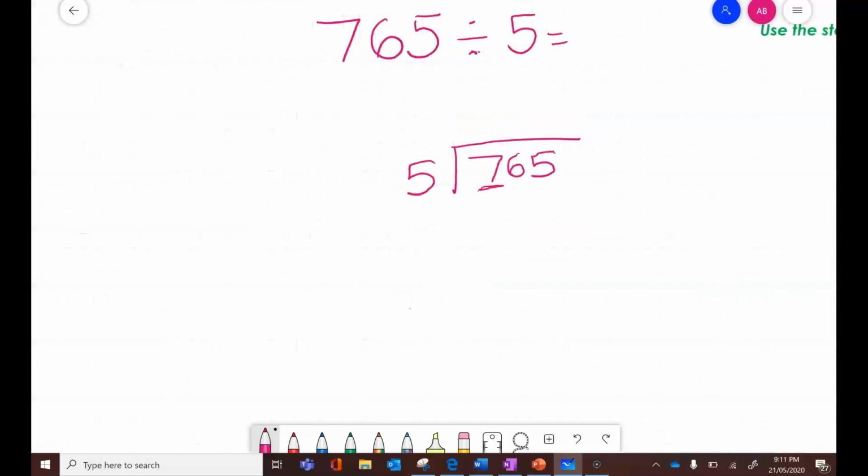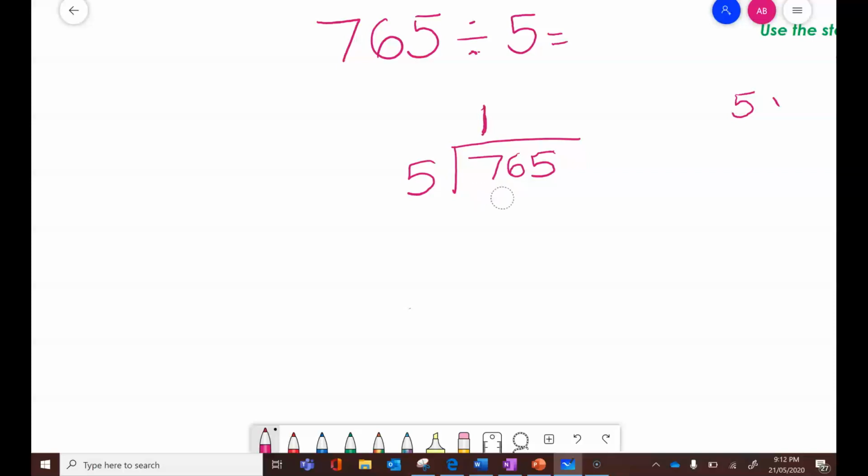So 7 divided by 5. How many sets of 5 can I make out of 7? Well, I can actually only make 1. Because if I have 5, and then if I have another set of 5, that would be 10. So that's too many. So the closest that I can get is 5. So that's just one set of 5. So I'll put my 1 up here. That's how many sets of 5 I can make.